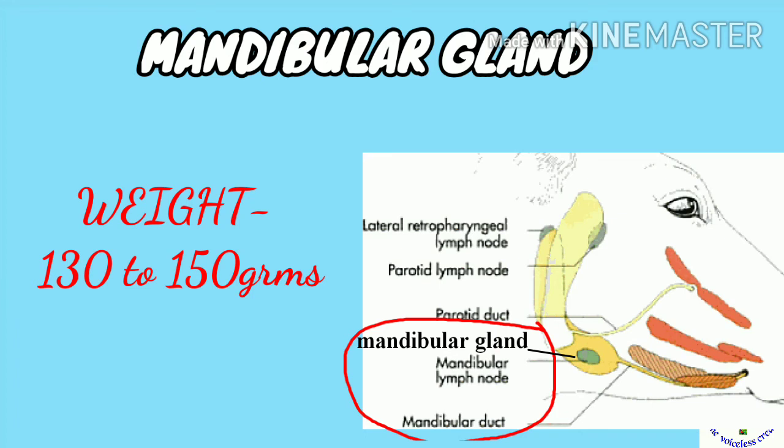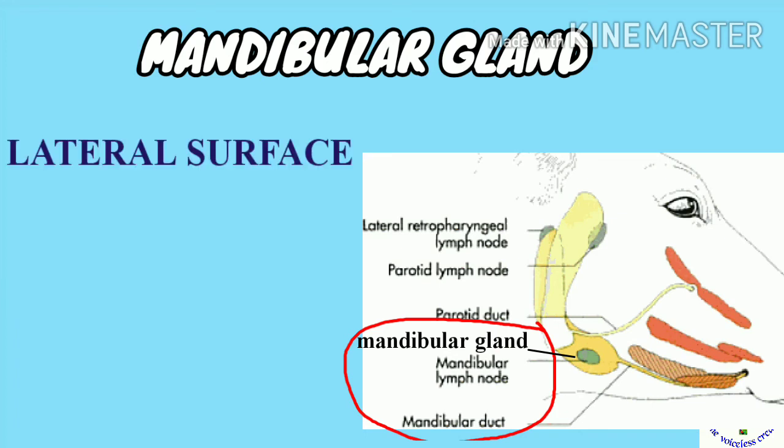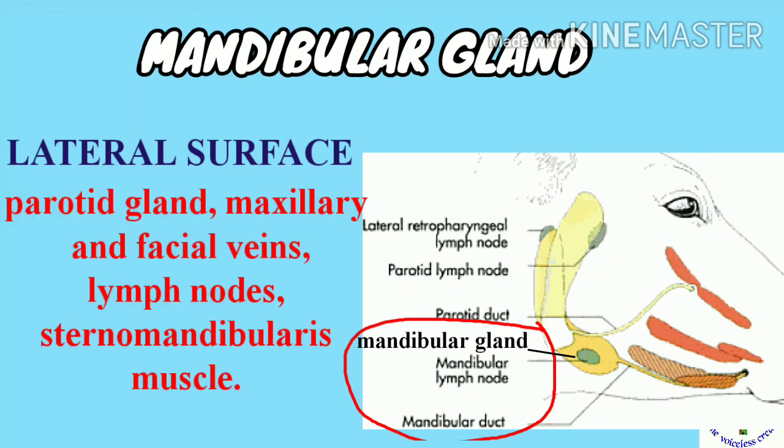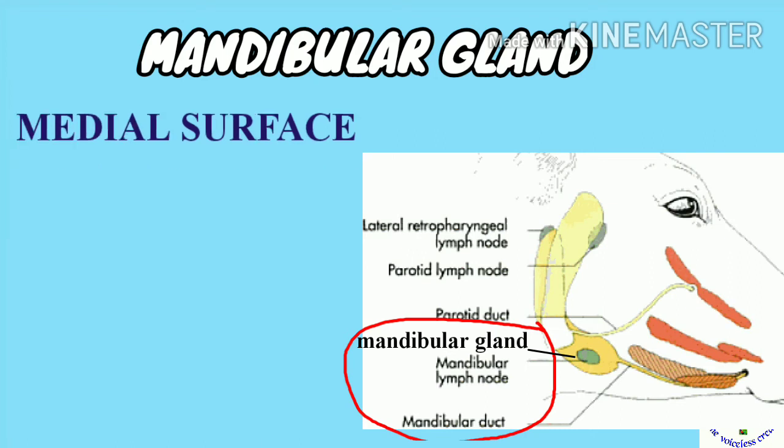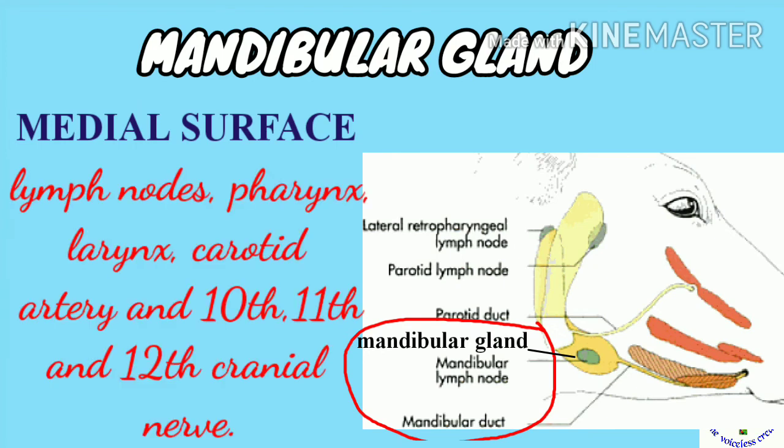And then let's first study about the lateral surface. It is related to parotid gland, maxillary and the facial vein, lymph nodes and sternomandibularis muscle. Then let's see about the medial surface. It is related to the lymph node, pharynx, larynx, carotid artery and 10th, 11th and 12th cranial nerves.